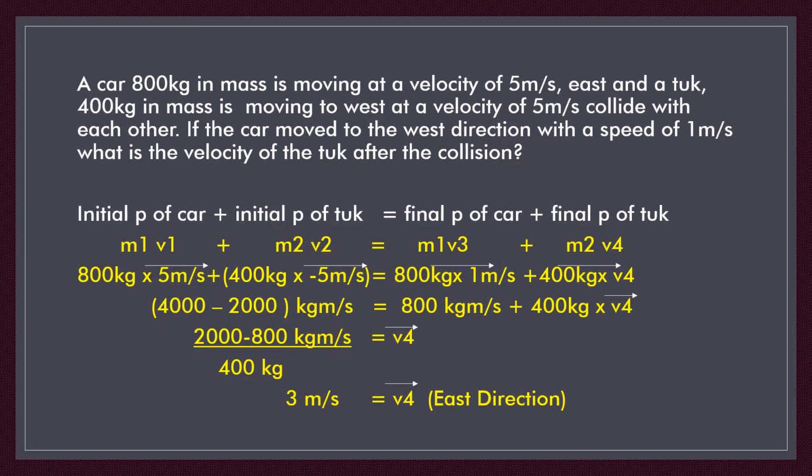We take all the velocities towards the east direction as positive, so the velocity of the car, which is 5 meters per second, is positive. And then we take the velocity of the tuk-tuk, which is also 5 meters per second, as negative, because it is going in the other direction, so we have to use a minus sign in order to put it into the same direction convention.